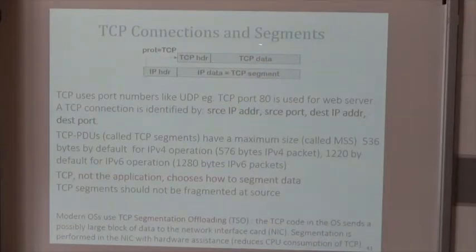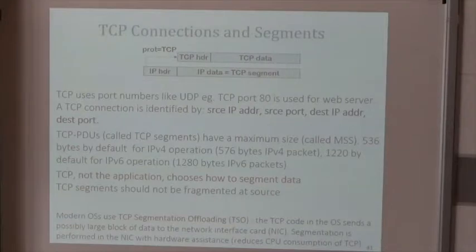We use the word segments for TCP packets or TCP PDUs. So a TCP segment is the thing that fits in an IP packet; it contains the header that we've seen, which is 20 bytes plus options, and the TCP data. The TCP segment has to fit in an IP packet, and the choice of how to create segments is done by TCP.